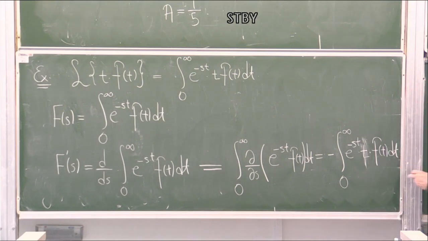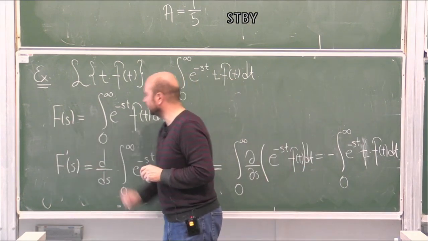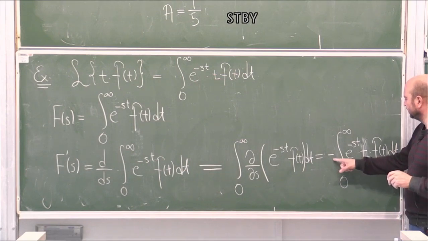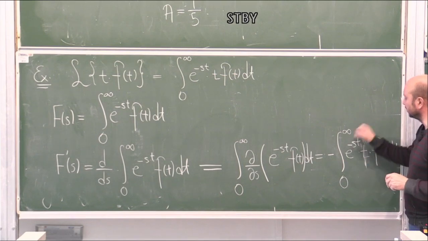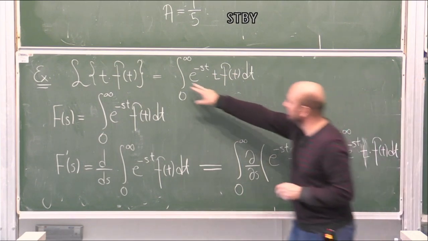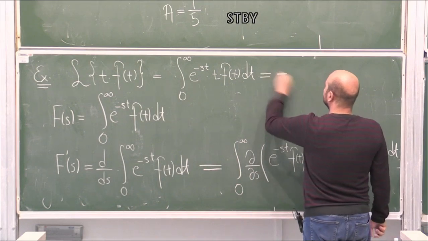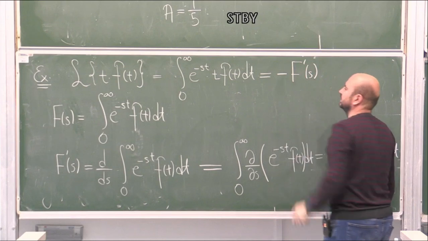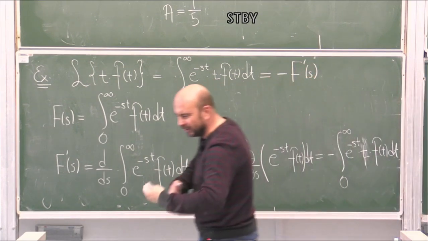So what did I get now? The derivative of the capital F is equal to minus the integral from 0 to infinity of e to the minus st times t times f of t. But it's the same thing except minus. So this is equal to negative F prime of s. And then you can do the following. You can take one more derivative.